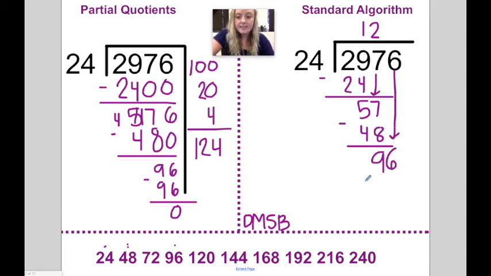What's closest to 96? 96 is closest to 96, and it's the fourth multiple. I subtract. After subtract, I bring down. Well, there's nothing left to bring down, and I got a 0. That means my quotient is just 124. Remember, you can always check your work with multiplication, and you can multiply 124 times 24. And if you get this number right here, if you get your dividend, then you know you're good.